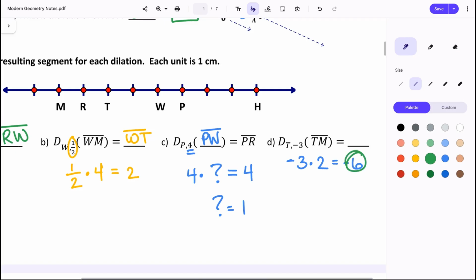But like what Brady was saying, if I start at T and I try to go 6 this way, do I have room? No. So that should also maybe be a clue that that's the wrong way to go. So we do need to flip it backwards to reflect the negative scale factor. So instead, if I start at T and I go 6 to the right, where do I end? H.